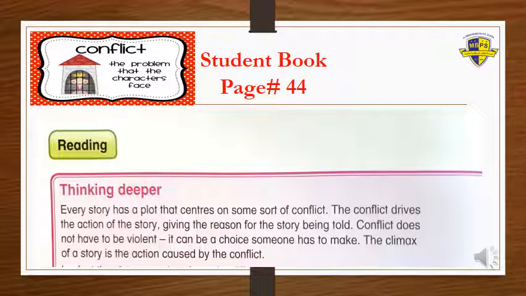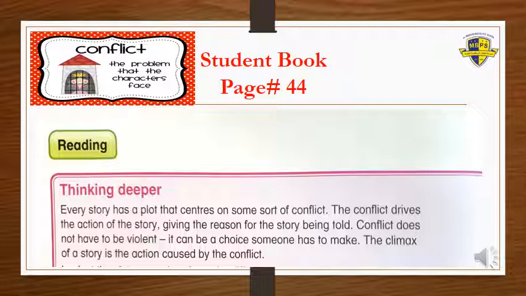I'm sure students, you all have taken out your student book page number 44. So we are going to read the first paragraph of the page. Thinking deeper. Every story has a plot that centers on some sort of conflict. The conflict drives the action of the story, giving the reason for the story being told. Conflict does not have to be violent. It can be a choice someone has to make. The climax of the story is the action caused by the conflict.